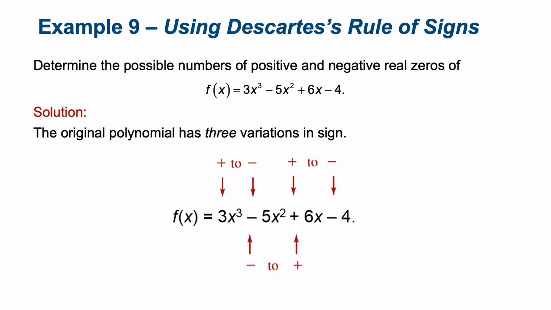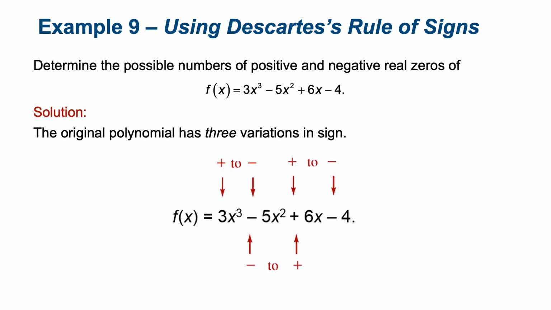So let's say you have a cubic function, 3x cubed minus 5x squared plus 6x minus 4. If you're following closely, you can count the number of sign changes with me, okay? So this is positive to negative, right? So that's 1 sign change. Here's another one: negative 5x squared to positive 6x, that's the second sign change. And then positive 6x to negative 4, that's the third sign change.